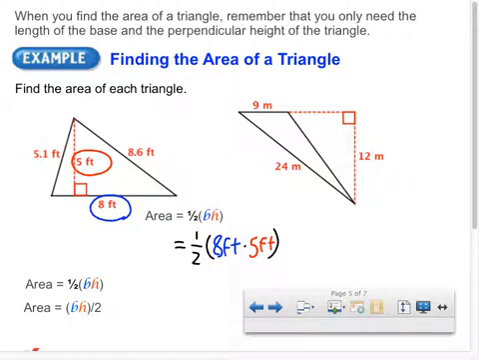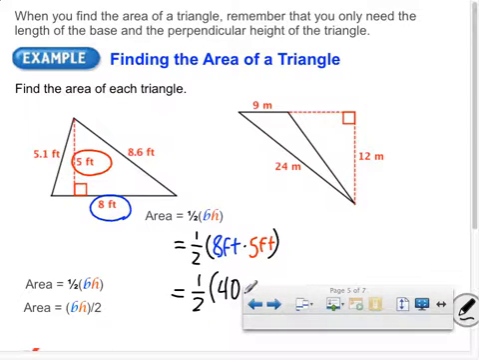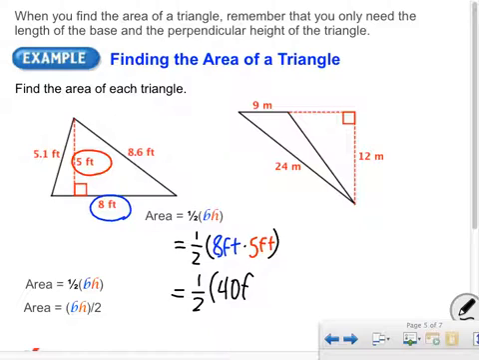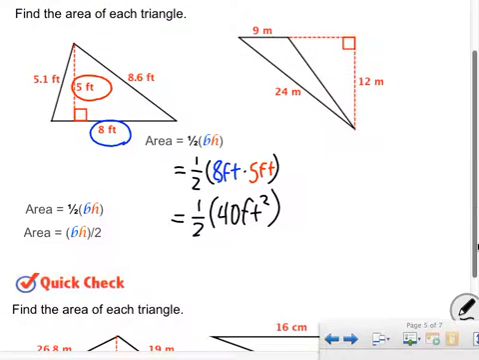40. Right, so what's in the parentheses becomes 40, but be careful because you need to know the units. What's the units going to be? Is it 40 feet? Square. Feet squared. So 1/2 times 40 feet squared. Now we need to simplify this again, last step. What do we get when we wrap this up? I have 1/2 times 40 feet squared.